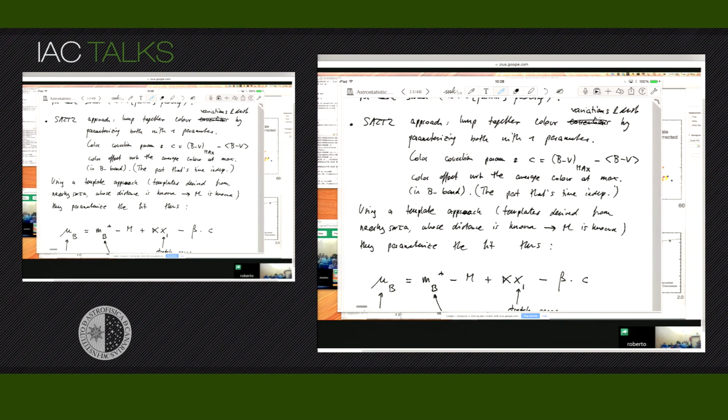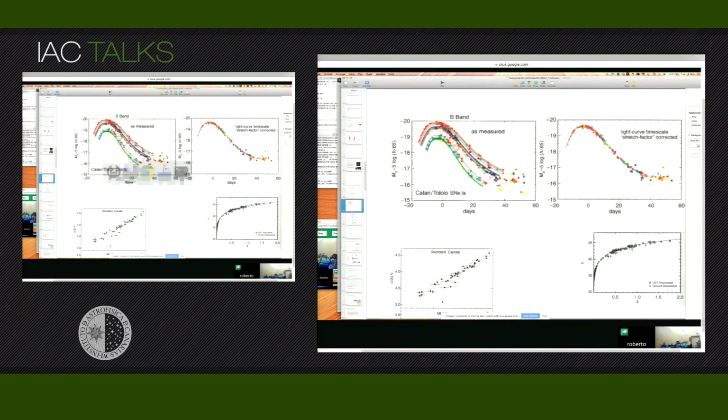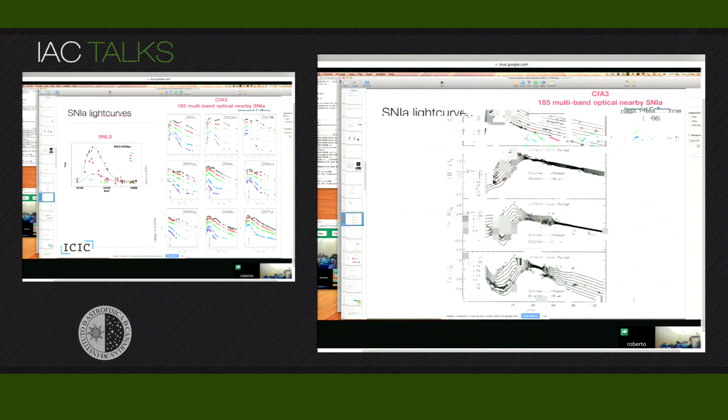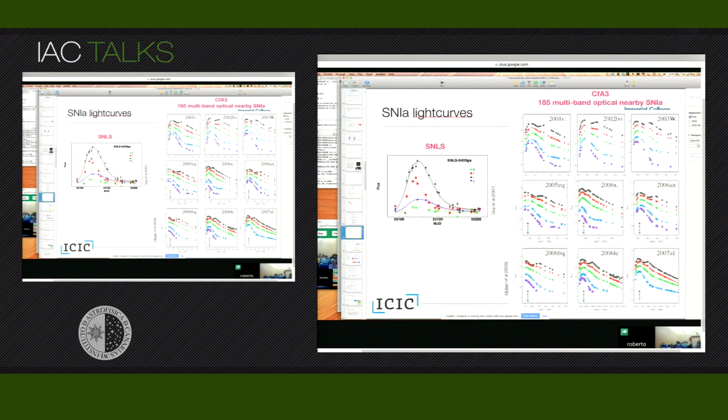The so-called SALT2 approach is to fit the light curves of the supernovae with a template-based method. So what SALT2 does effectively is something like this: to take the observed data points and fit them with a model of the light curve shape and color that's learned from a nearby training sample of supernovae.